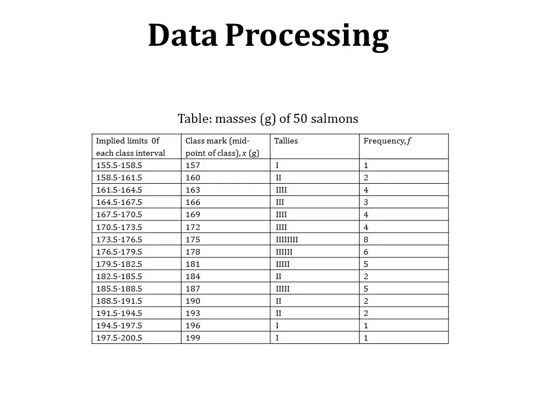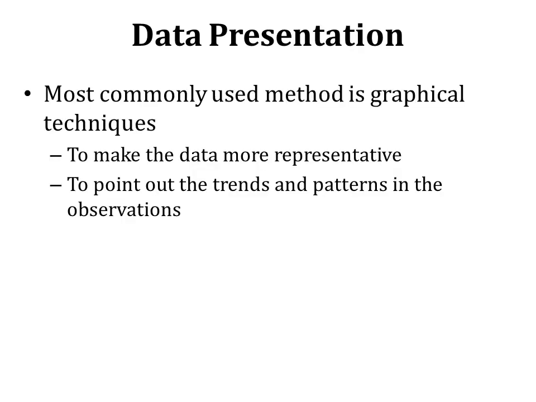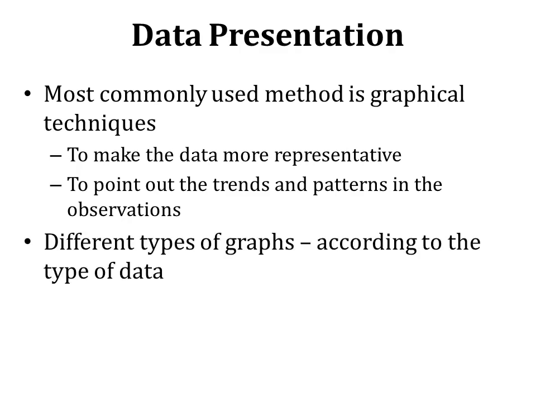So this is the example of the masses of 50 samples that are arranged into a frequency table by aggregating the frequency classes. So here you can see that we have aggregated 3 frequency classes to make this frequency table. Then the graphical form of data presentation: how we can present the data in a graphical form, or make it more representative.